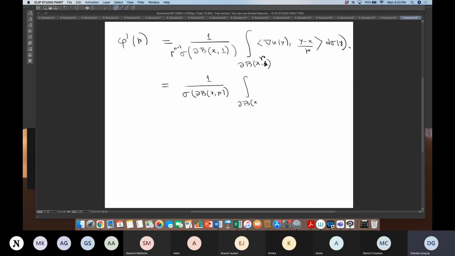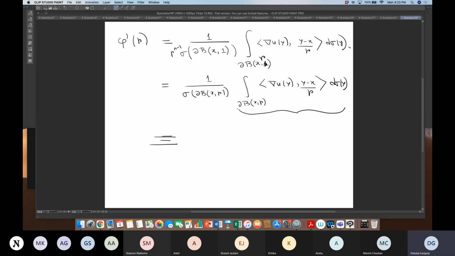Del b x r, gradient of u at y. Now you have to tell me what this is. What can I write from here, from this equation? Think about it and tell me. Now you have to think for 2-3 minutes. This is the big step and the final step. Just think.